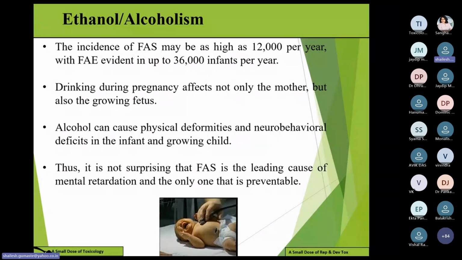Drinking during pregnancy affects not only the mother but also the growing child. Alcohol can cause physical deformity and neurobehavioral defects in the infants and growing child. Thus, it is not surprising that fetal alcohol syndrome is the leading cause of mental retardation and the only one that is preventable.